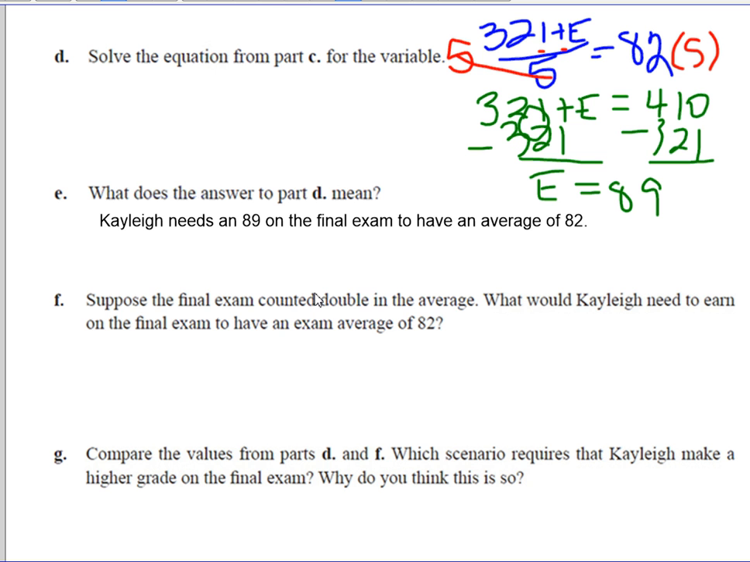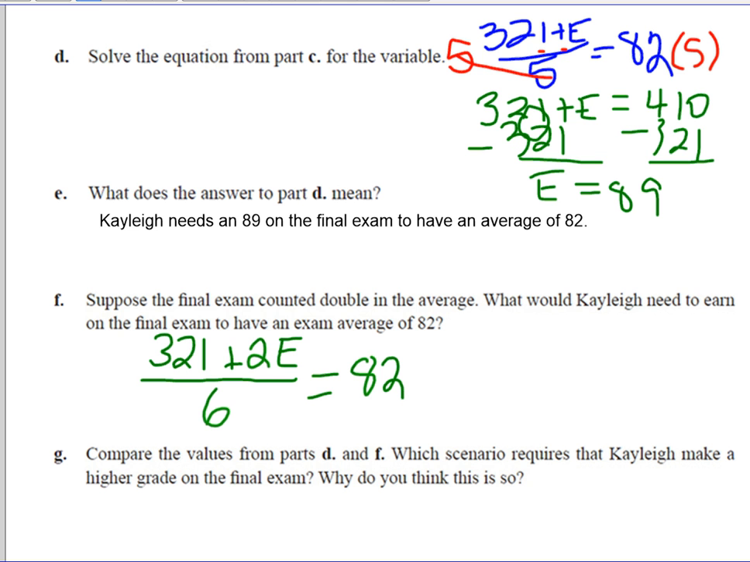Now it says, suppose the final exam counted as double. How is that going to change the problem? Well, we know she already has the 321 points. That's not going to change. But double means times 2, so we would do 2 exam scores. And now instead of 5 total scores, since that one's worth 2, we'll have 6 total. But we still want to get an average of 82.